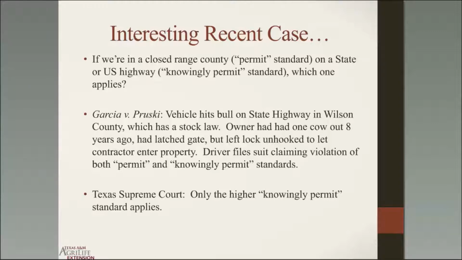In this case, with these facts, the trial court said, if the standard is knowingly permit, we do not think the plaintiff can prove that, and we're going to dismiss the case. But the trial court then said, if the standard is permit, we think there's at least enough evidence here for there to be a question for a jury, and we're going to let the case go forward. Okay, and so this was the first time that the Texas Supreme Court had answered this question.